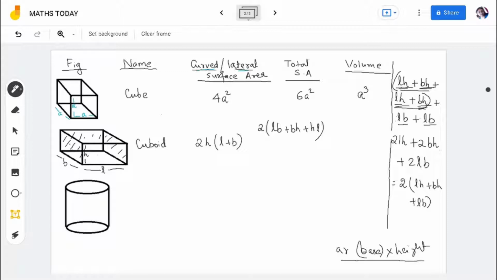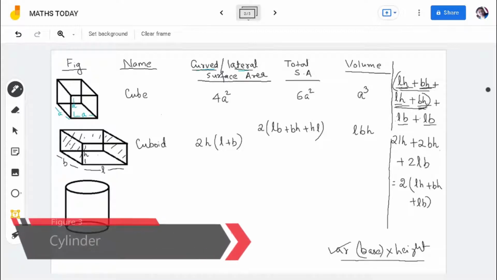Now how to find out the volume? Again, we have to use this technique. Area of base. Area of base is what? It is L into B. And what is height? Height is H. So volume will become L into B into H. That is LBH is the volume of the cuboid. So I hope you have understood how to find out the surface areas and volumes of cube and cuboid. Now one more figure is there. The name of this figure is cylinder.